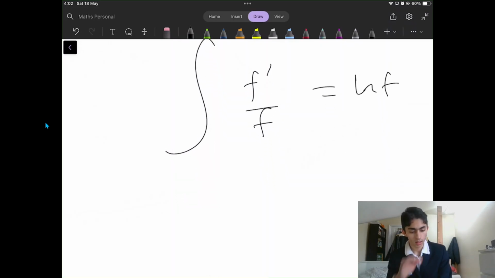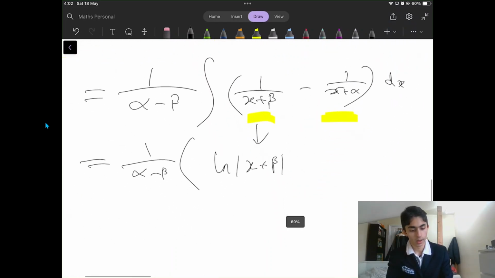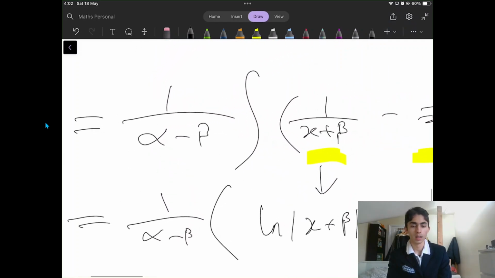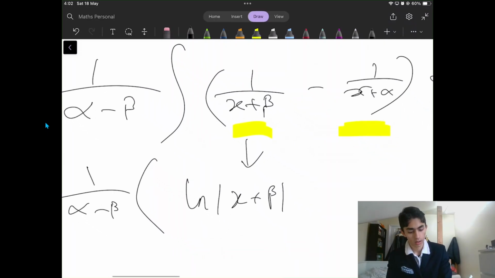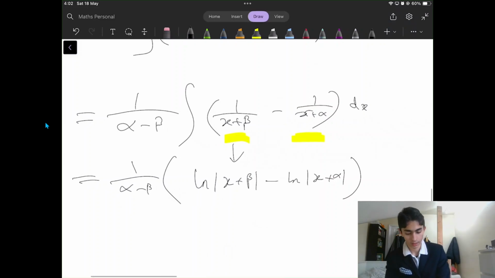And the derivative of natural log of f gives you f prime over f, right? So here instead of f we have x plus beta, and f prime, the derivative of x plus beta, is 1, which is the numerator, right? Do the same thing with the other term and you get this. I'm going to ignore the plus C for now.